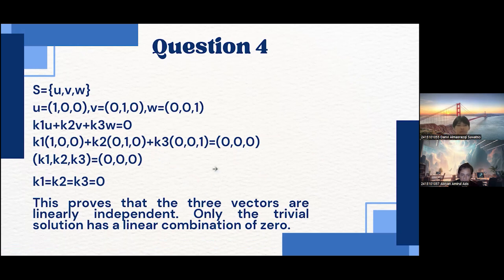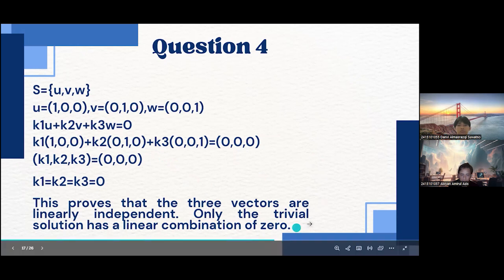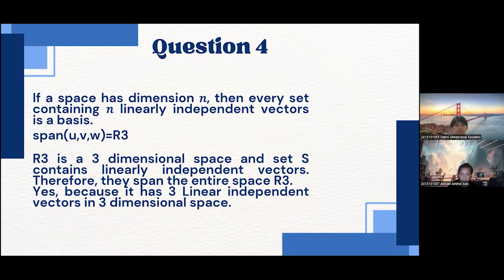So this proves that the three vectors are linearly independent. Only the trivial solution gives a linear combination of 0. Is the set a spanning set of R3? Yes. If a space has dimension n, then every set containing n linearly independent vectors is a basis. This means that span of U, V, and W is equal to R3, the entire space.